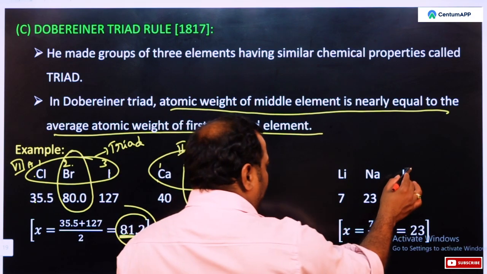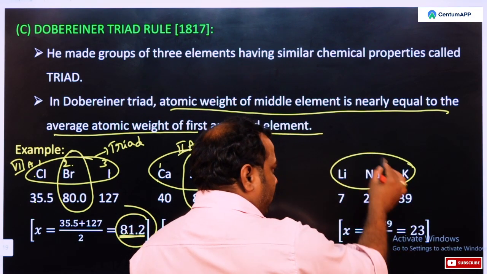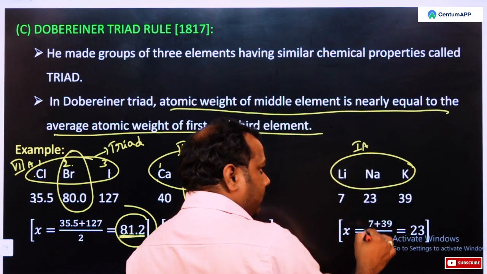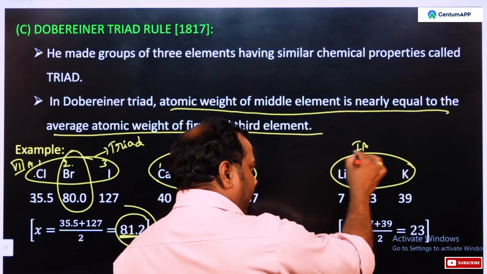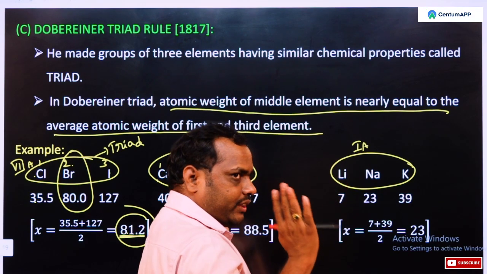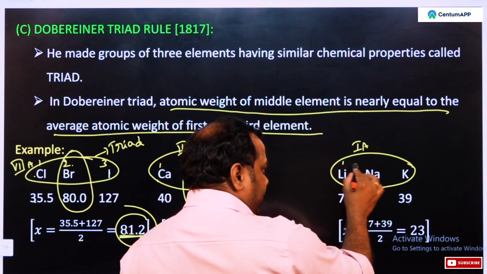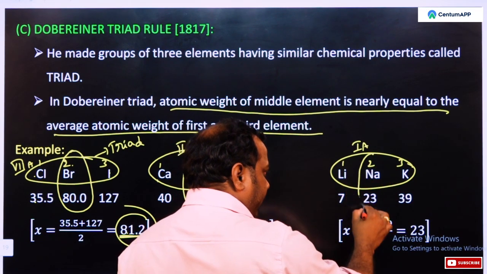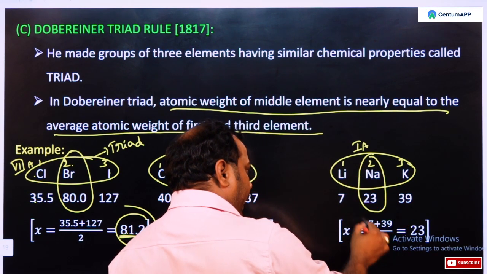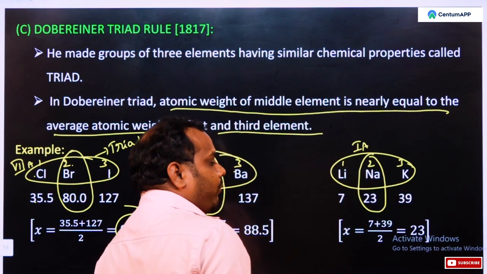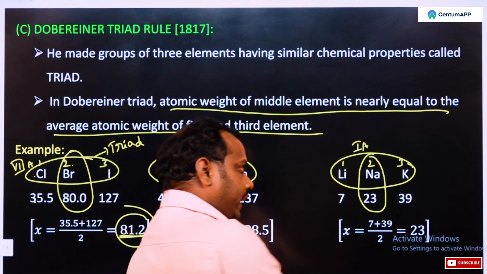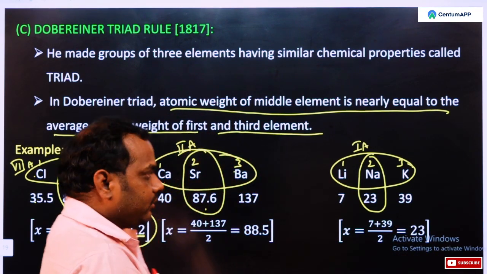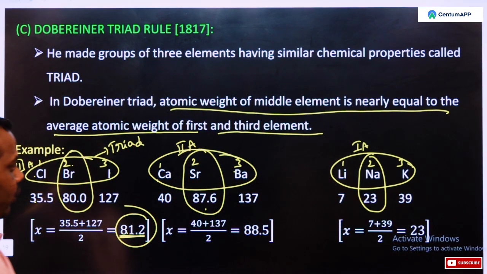Next, the third example: a group of three elements, this is the first A group elements. A group of three elements having similar chemical properties is called a triad. This is the first, second, third element. The atomic weight of the second element is nearly equal to the average of the first and third element. The second element is 23, equal or nearly equal. This is Dobereiner's triad rule.